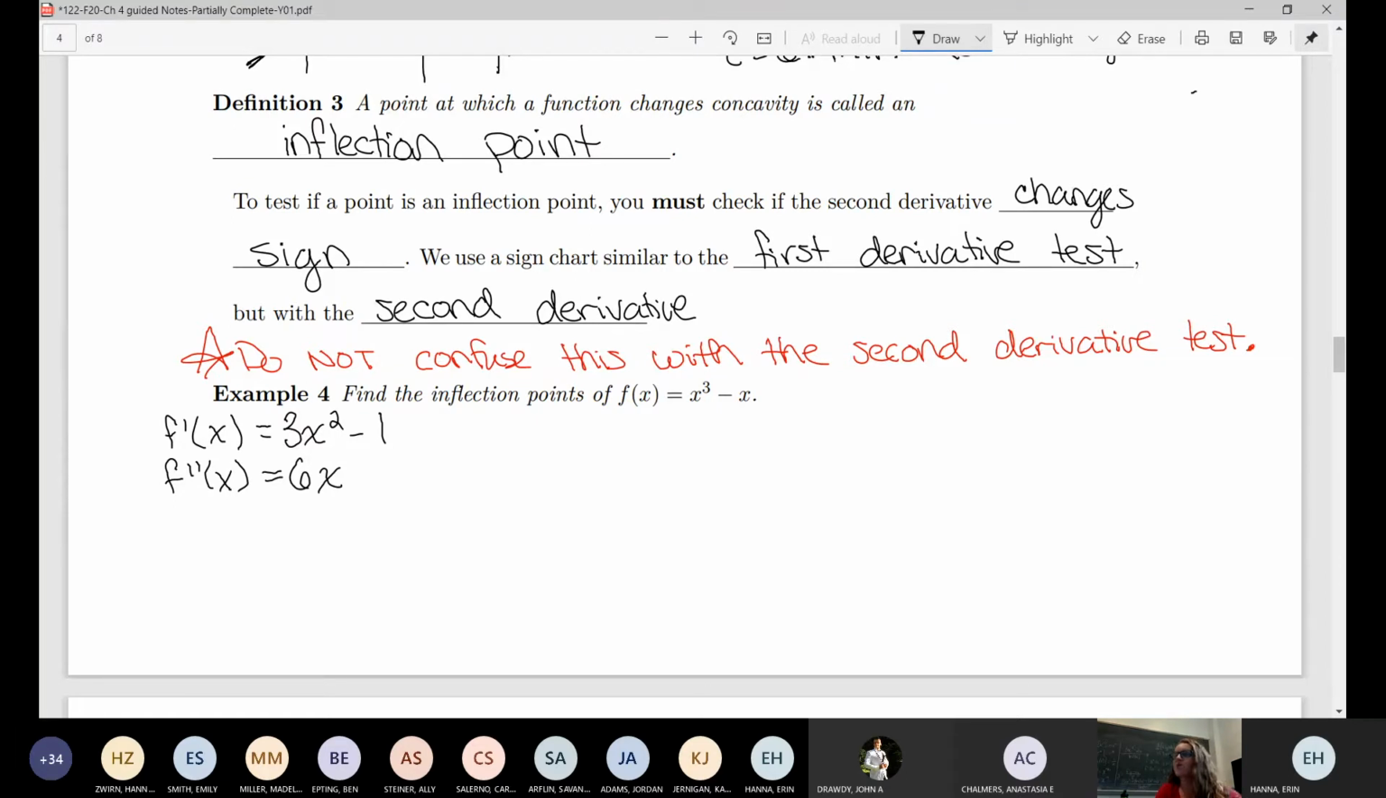Since we want to find where the second derivative... okay, so actually maybe I should babble a little bit more before we do this. Why are we doing this?